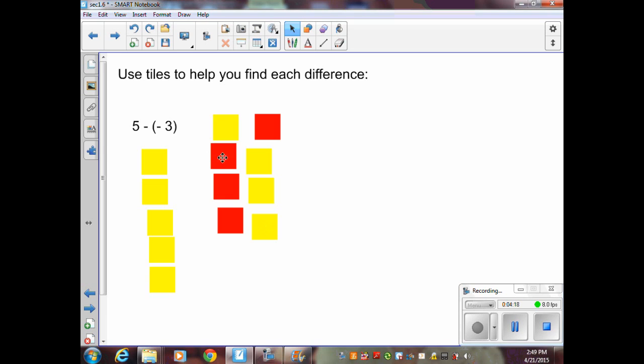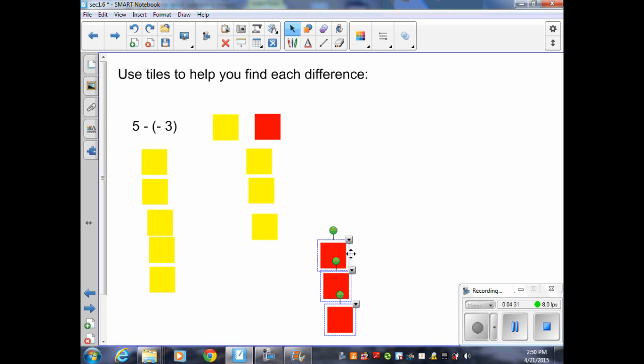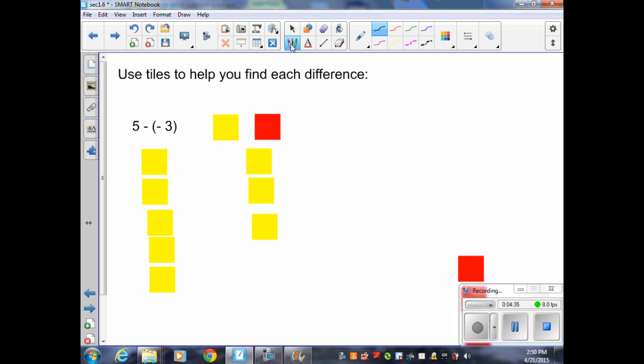I'm going to add in 3 negative blocks. Therefore, I'm going to add in 3 positive blocks to offset those 3 negative blocks. Now, what I do is I have 3 negative blocks in my problem. I want to take those away. And once I take those away, I'm left with 1, 2, 3, 4, 5, 6, 7, 8. Therefore, 5 minus a negative 3, my solution is 8.